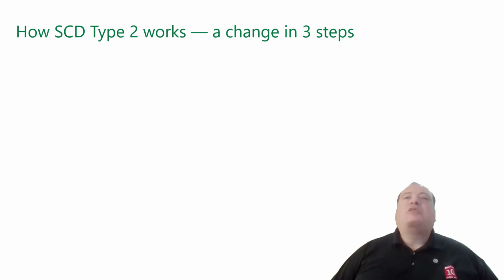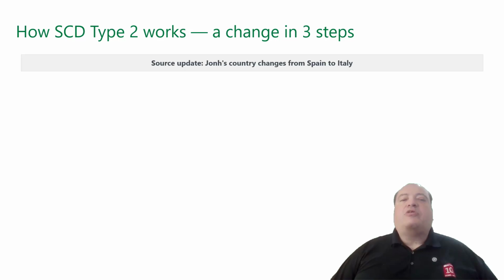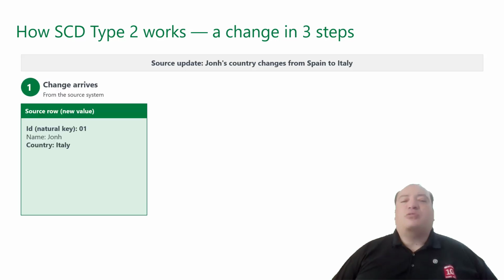And how does the slowly changing dimension work? In 3 steps. I'm explaining only type 2. I will not go deeper on different types. So the source is updated. John's country changed from Spain to Italy. What happens when the source is updated? The change arrives from the source system. The record for John is now in Italy.